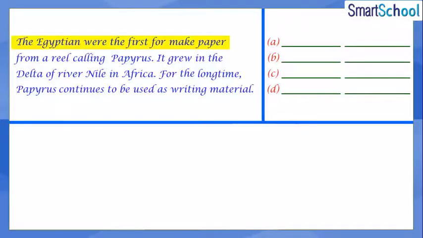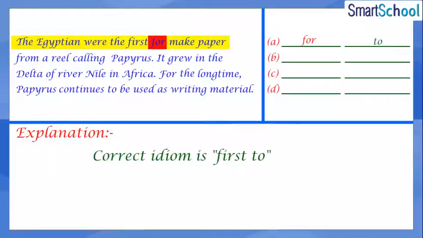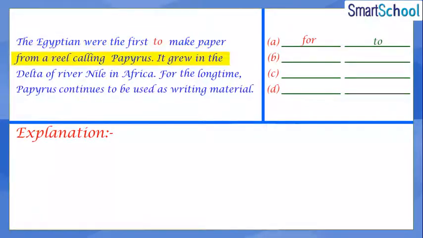The Egyptians were the first for make paper. In this line, we find that the word "for" has been wrongly used. It should be replaced by "to". The correct idiom is "first to". So the sentence will be, the Egyptians were the first to make paper. Let us see the next line.